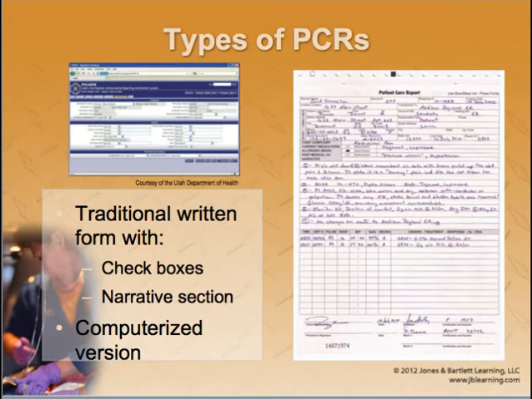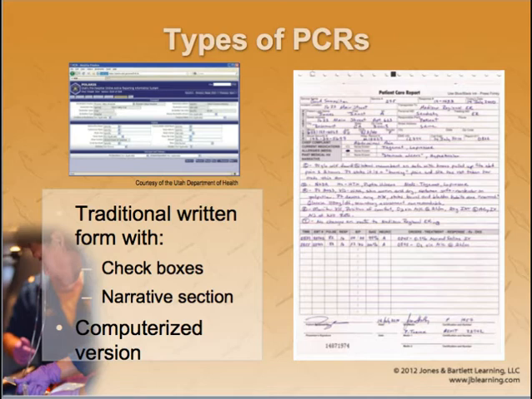So you have a couple different types of PCRs. We have the traditional PCR, which is there on the right. You have the old state of Georgia PCR. And up above we have an electronic documentation. So we have computerized and the traditional.